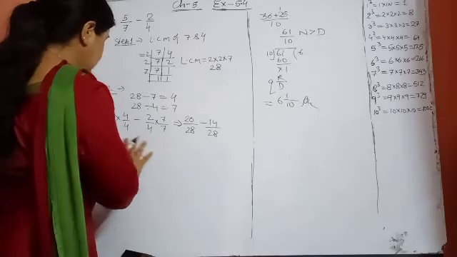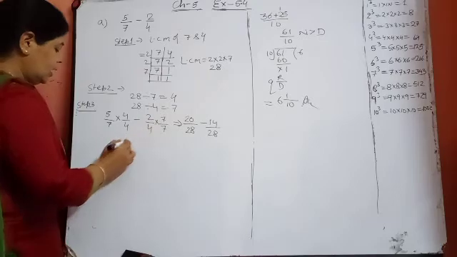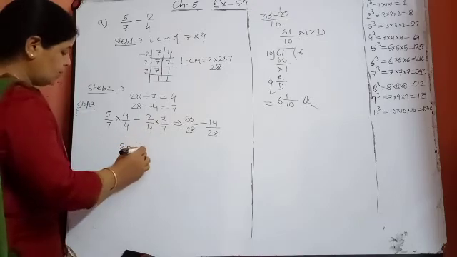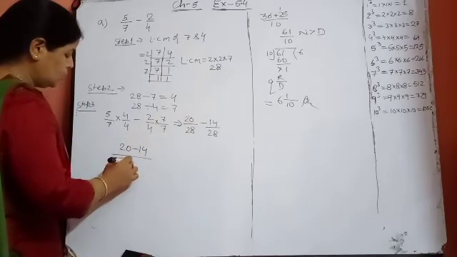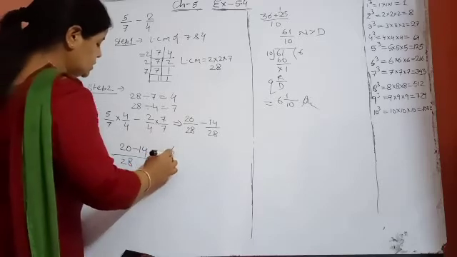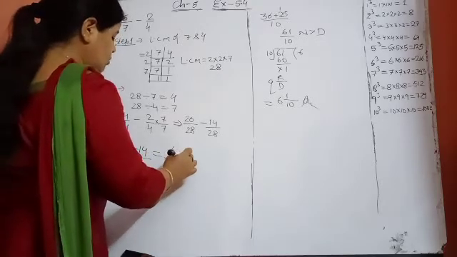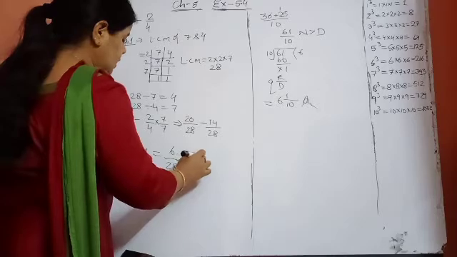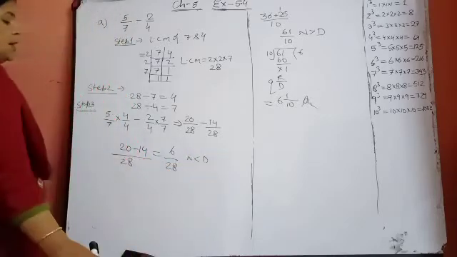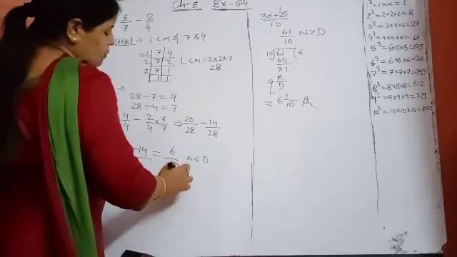Now, how will you write it? Not in this way. First, you will write it in this form: 20 minus 14 upon 28. 20 minus 14 means 6 upon 28. Now, here you can see that the numerator is less than the denominator. So it cannot be written in the form of a mixed fraction. So this will be your answer.